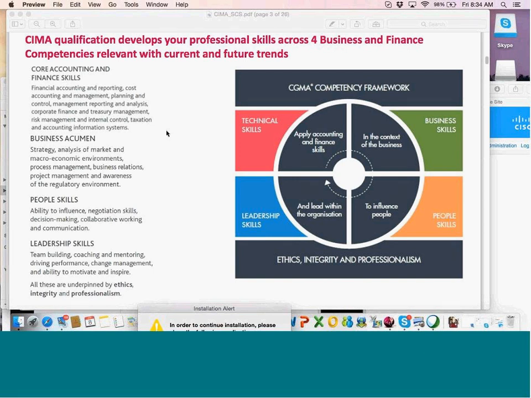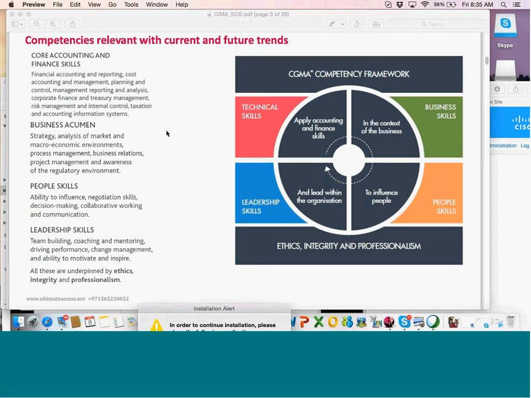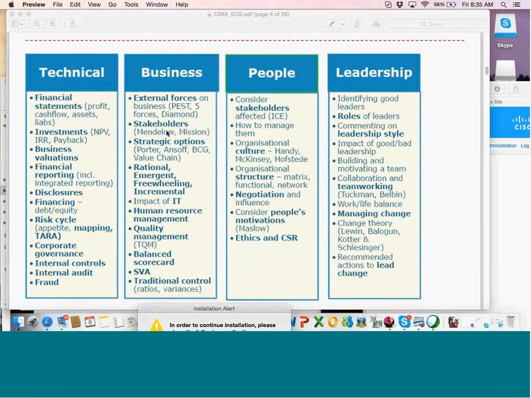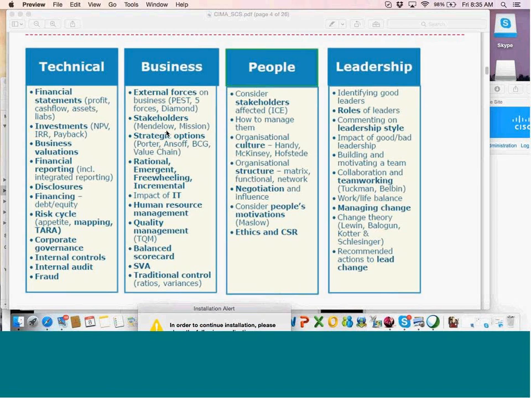Okay. The fourth skill they talk about is leadership skill, which is team building, coaching, mentoring, driving performance, change management, and ability to motivate and inspire. So in your answers, all of these things need to come through. Okay, is it clear? Yes. Not so far. Right. Now, emphasizing our 4 competencies.